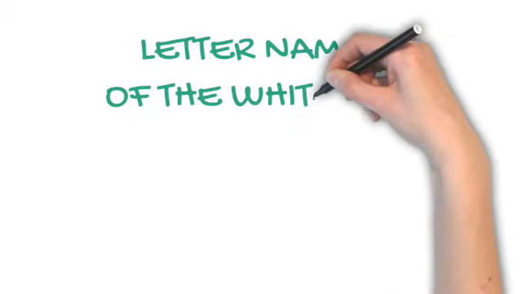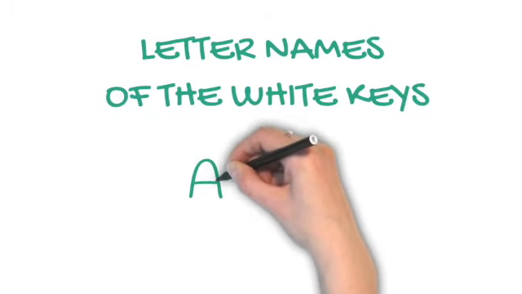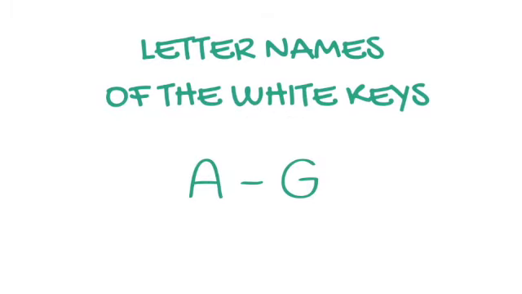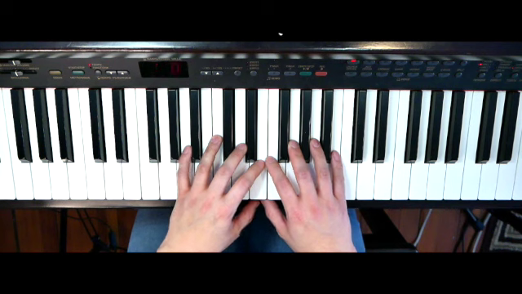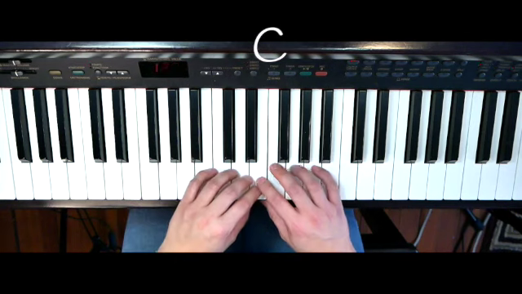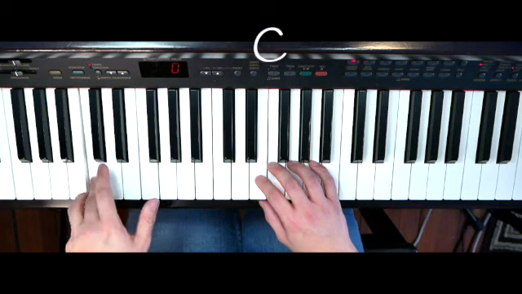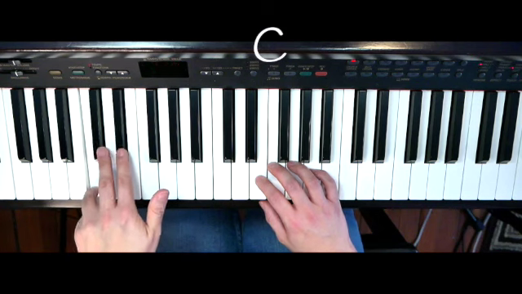Now let's look at the letter names of the white keys. We use the letters A through G to name our notes to help us identify them easier. But instead of starting with A, we always start with C. And your C is any white key that sits before your sets of 2 black keys.